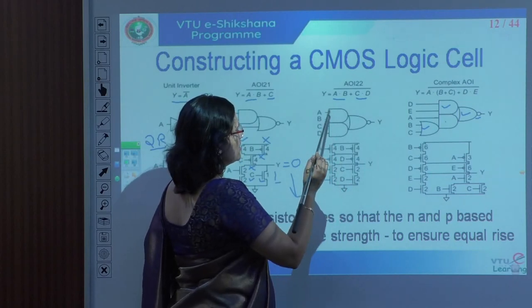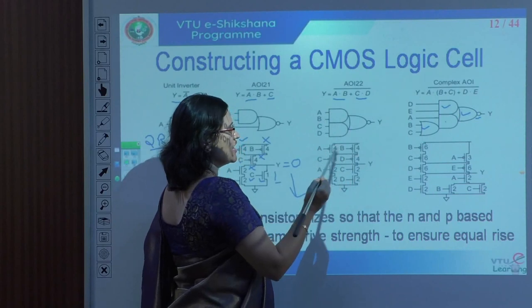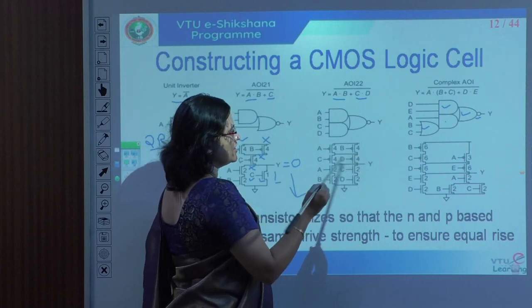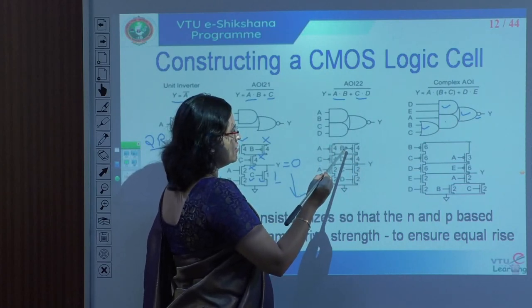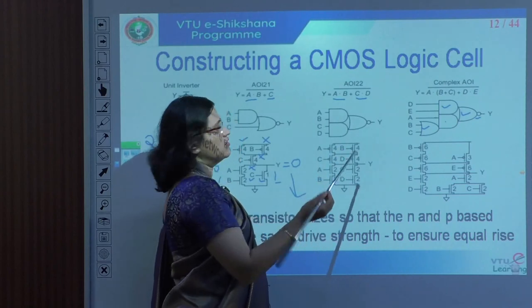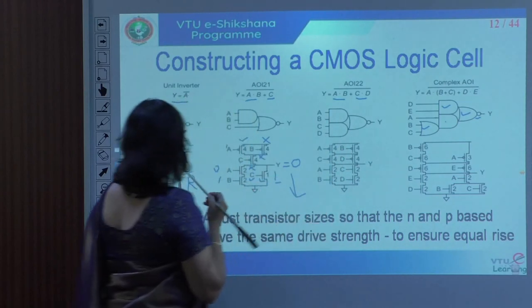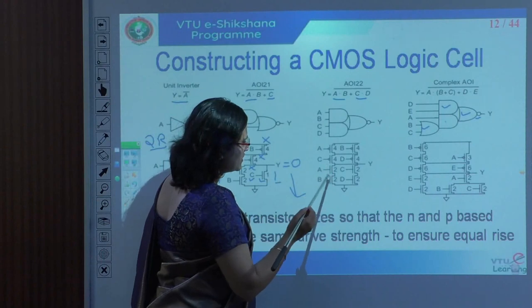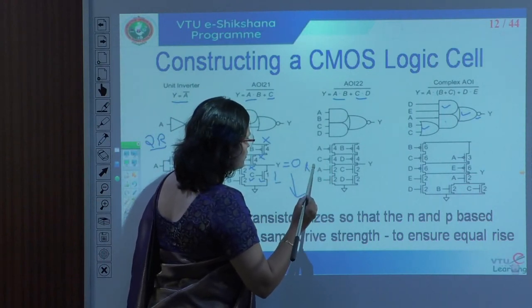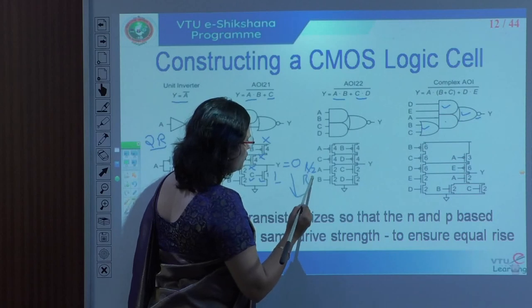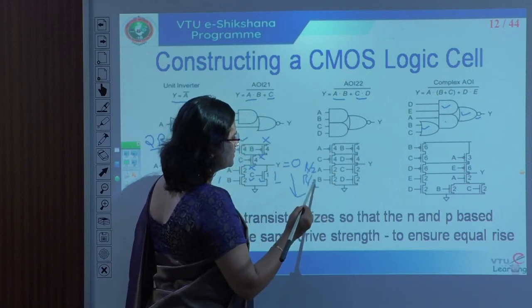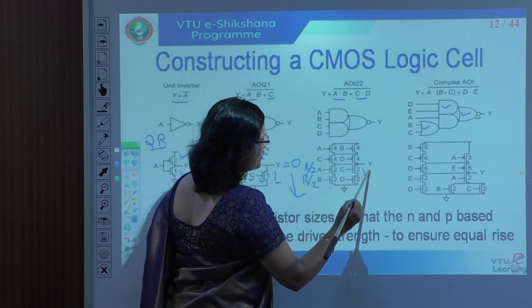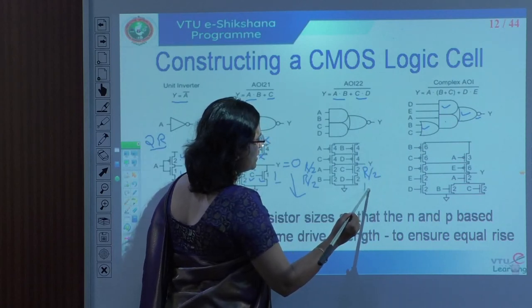So if A and B are in series in NMOS, A and B will come in parallel in PMOS, and C and D are in series in the N channel, so in the P channel C and D come in parallel. So AB parallel in series with CD parallel. Now what is the reference? The width of an NMOS is 1. Since two transistors are in series, to achieve a unit resistance we are taking the width as 2, so it is R by 2 internally. So the width of your NMOS is 2. Similarly, here also we have two transistors in series, so it is R by 2.